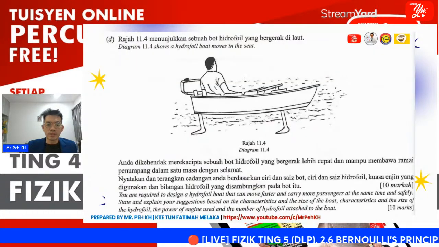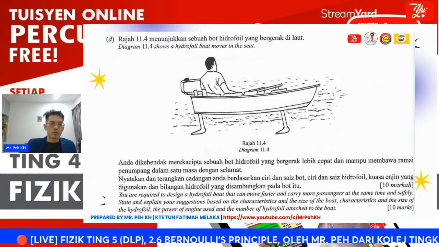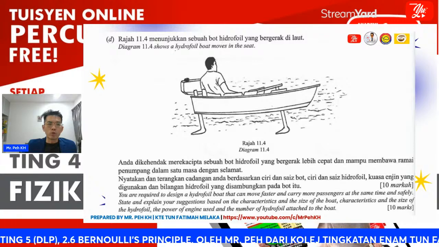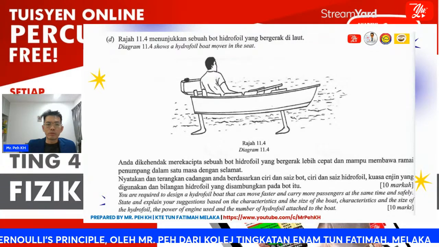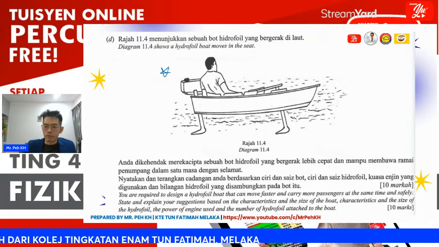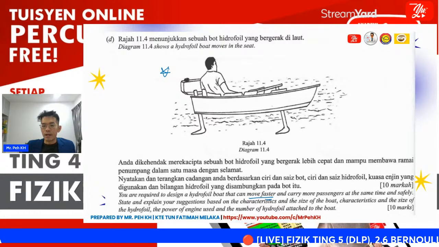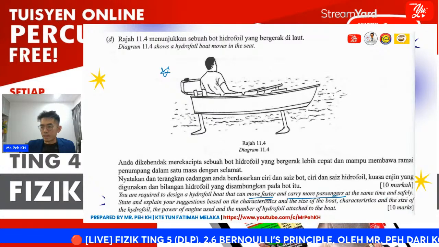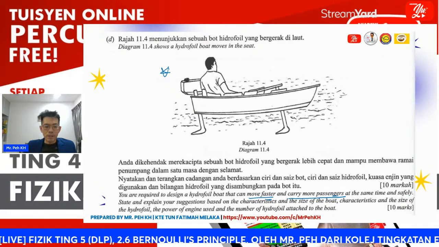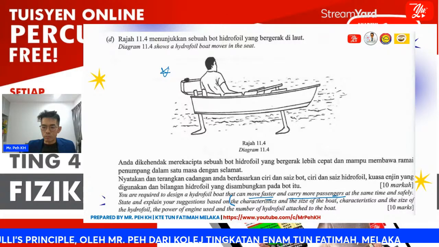Okay, so the last here will be the multiplication question. Let us go through the question together first. Diagram 11.4 shows the hydrofoil boat moving in a sea, just like figure 11.4. You are required to design a hydrofoil boat that can move faster and carry more passengers at the same time and safely. Explain your suggestion based on the characteristic and size of the boat.